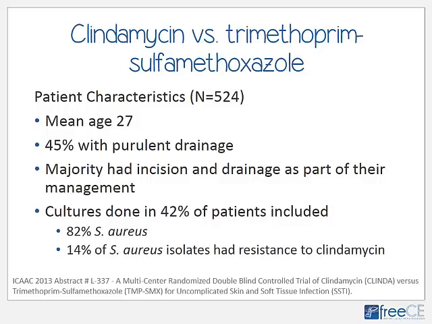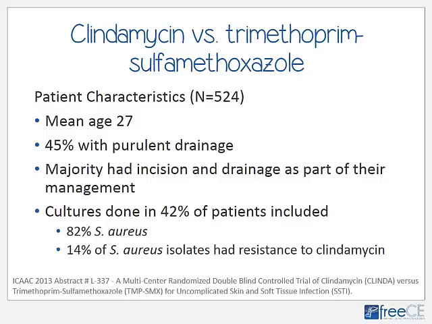If there was an abscess present, they did receive drainage, which we know is incredibly important for source control. If somebody has an abscess and it's not drained, it's very difficult to clear up that infection only with antibiotics, simply because it's very difficult for antibiotics to penetrate into that abscess. Patients were randomized to either clindamycin 300 milligrams 3 times a day, or trimethoprim sulfamethoxazole, 1 double-strength tablet twice a day. They were treated for 10 days. They were also given a placebo control.